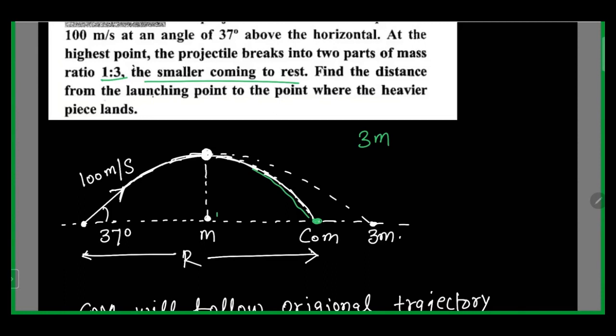What about the bigger mass? If the smaller mass is here and the center of mass is here, then it means your bigger mass has to be here, right? There is no doubt in this, because the center of mass is close to the bigger mass. So your bigger mass will somehow go here and hit here. Okay, so this is what is going on.